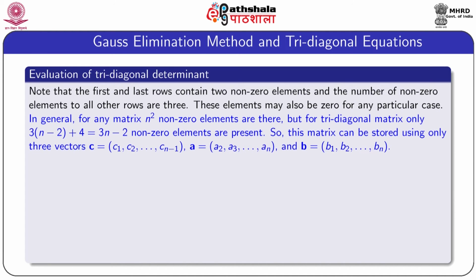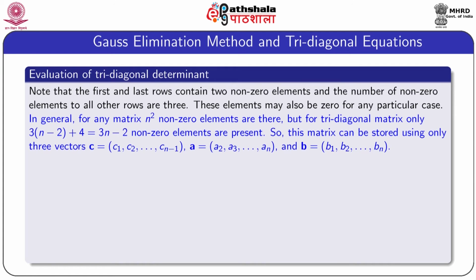In general, for any square matrix, n squared non-zero elements are there, but for a tridiagonal matrix only 3 into n minus 2, because 3 elements are present in n minus 2 equations, plus 4, which is the number of elements in the first and last equations, which is equal to 3n minus 2. This number of non-zero elements is present in a tridiagonal system of equations, tridiagonal matrix, or a tridiagonal determinant.